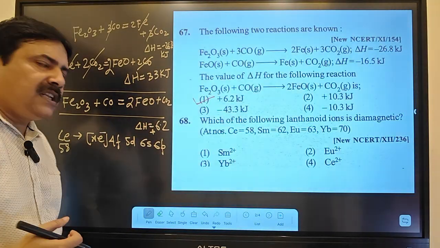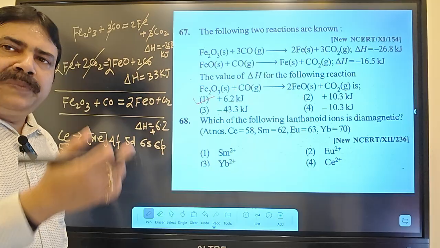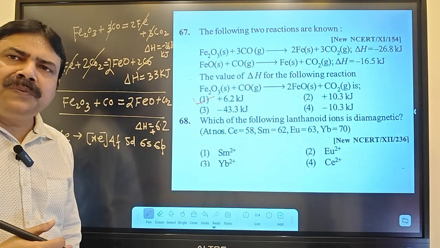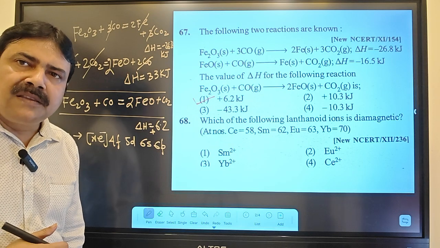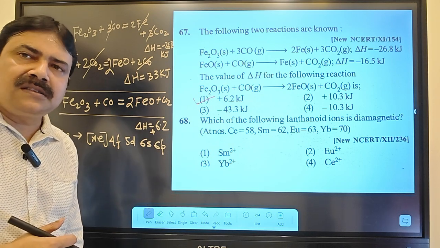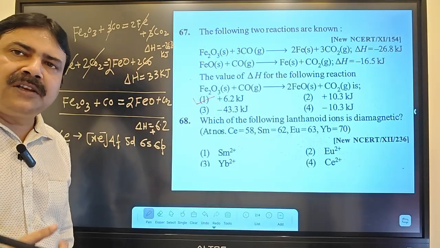For the D orbital, it is nothing but a 2. For the F orbital, it is nothing but a 3. Based on that value, whichever is the minimum, that orbital will be filled first. If the n plus l value comes out the same, then the lower n value will be filled first, and only then the higher n value or higher n plus l value will be filled.